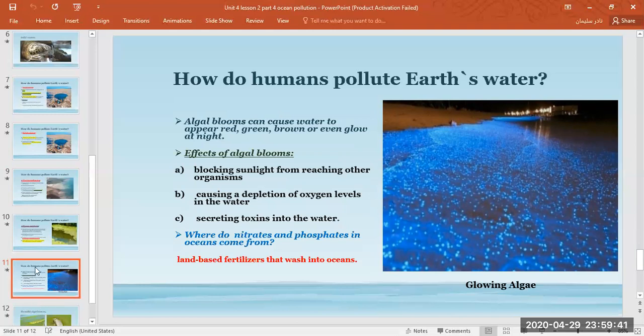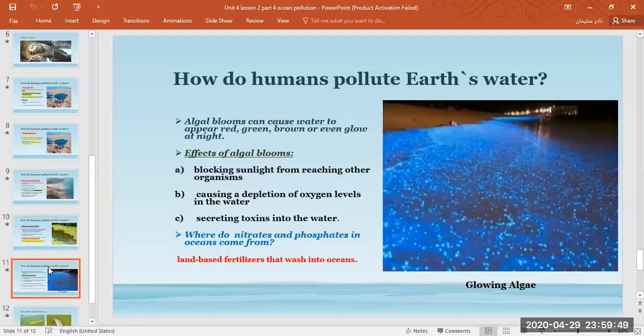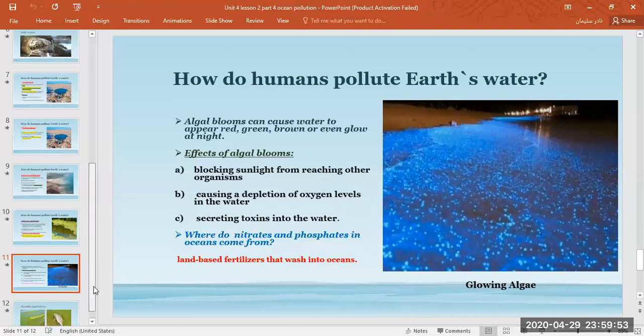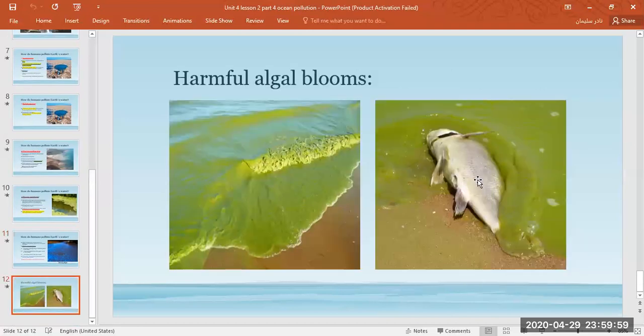Algal bloom prevents enough sunlight from reaching photosynthetic organisms. It also causes a decrease in oxygen level in water, and they also may secrete toxins into the water and harm aquatic organisms. This is how algal blooms look like.